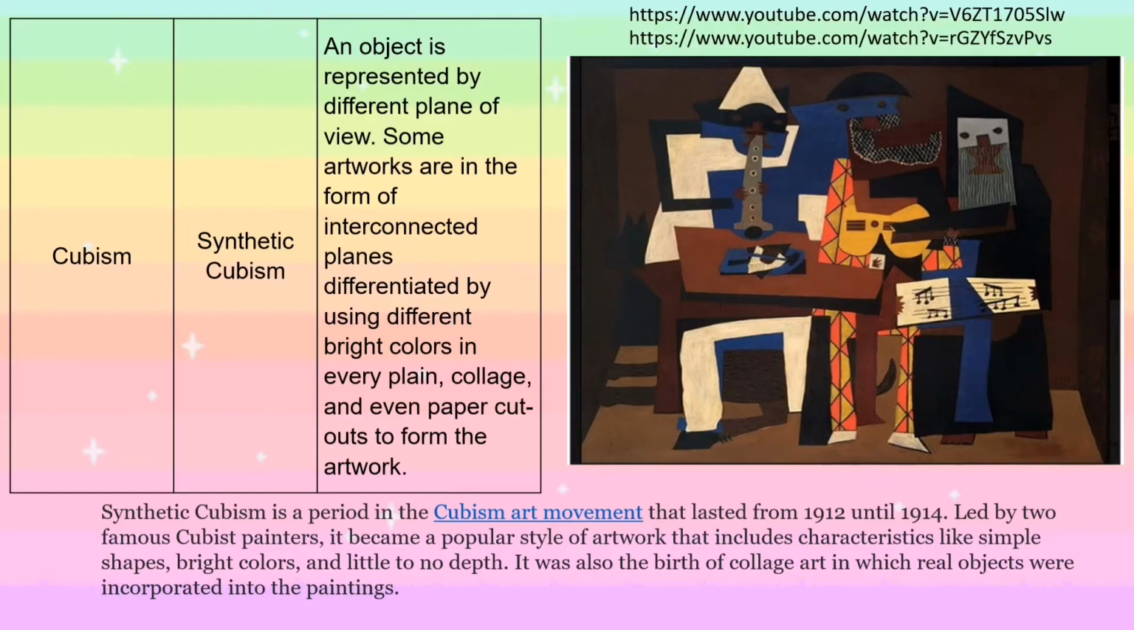As you can see, synthetic cubism is a period in the Cubism art movement that lasted from 1912 until 1940. Led by two famous Cubist painters, it became a popular style of artwork that includes characteristics like simple shapes, bright colors, and little to no depth. It was also the birth of collage art, in which real objects were incorporated into the paintings.